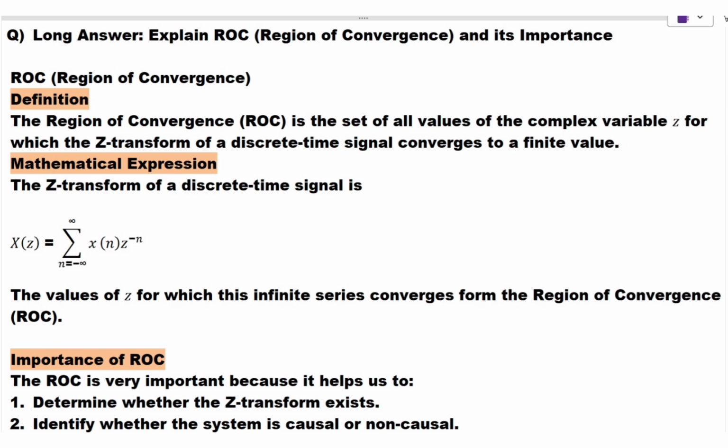Now here I mention the importance of convergence also. The ROC is very important because it helps us. What it helps means, the first one, determine whether the Z transform exists. It determines whether the Z transform exists or not.